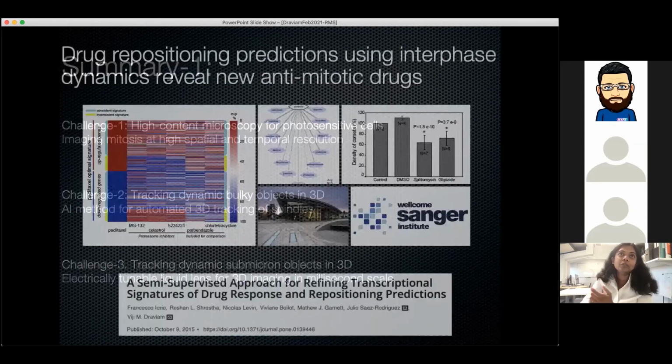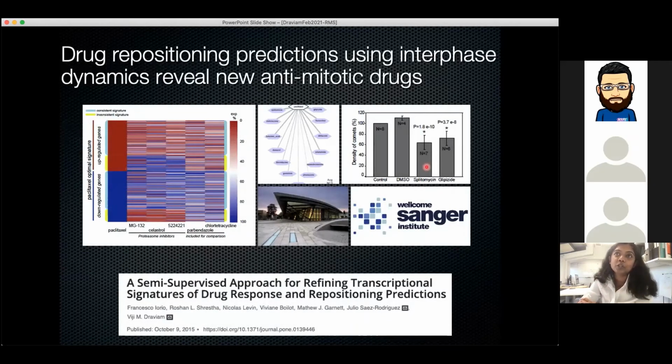So, to just conclude this study, what we could show is that splitomycin and glipizide, two drugs that are not yet known to affect microtubule dynamics, within a few seconds would alter the growth and shrinkage of microtubules in epithelial cells.